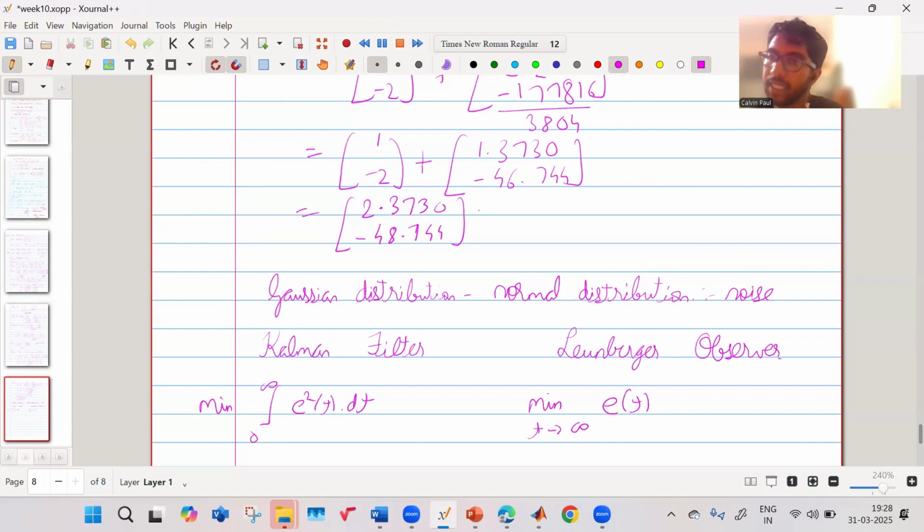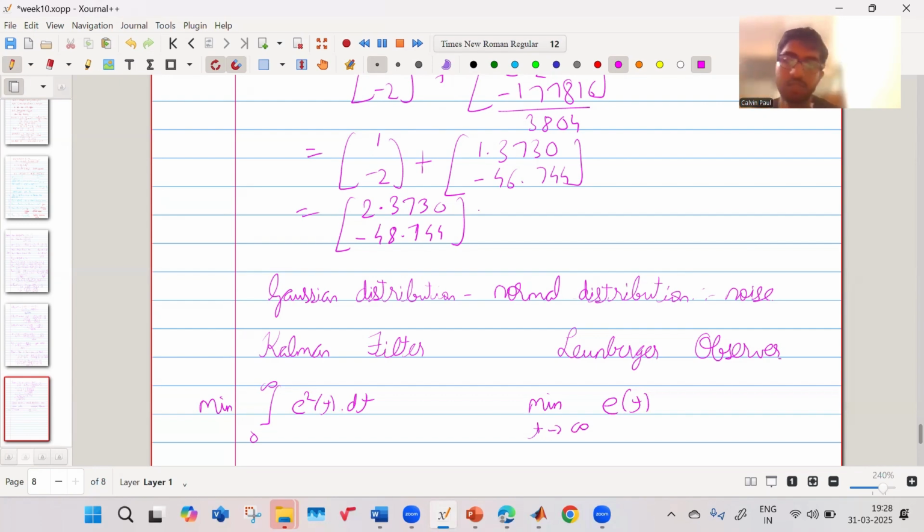Leuenberger observer does that. It asymptotically tries to make sure that the steady state error is driven to zero. As time t tends to infinity, the error E of t goes to zero in the Leuenberger observer, but the Leuenberger observer is a deterministic one. It doesn't take into consideration the noise and the other stuff which happens in the system. But the Kalman filter takes into consideration the noise, assuming that it is a Gaussian distribution, that is, it is white noise, it is uncorrelated. That is, the noise now is not dependent on the noise previously or the noise which will come afterwards.